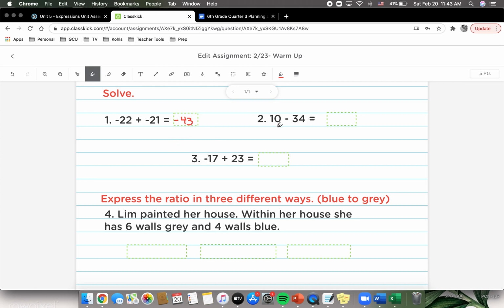Looking at number 2, we have positive 10 minus 34. Since our 10 is smaller than our 34, but our 10 is positive, we can subtract our 10 from our 34, which is going to leave us with a negative 24.